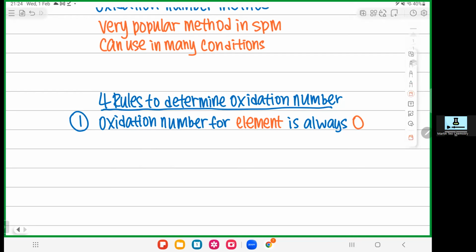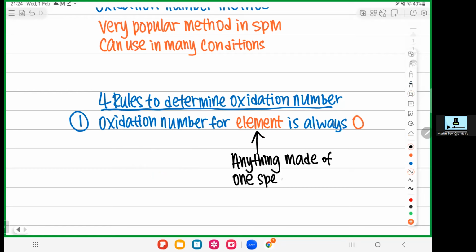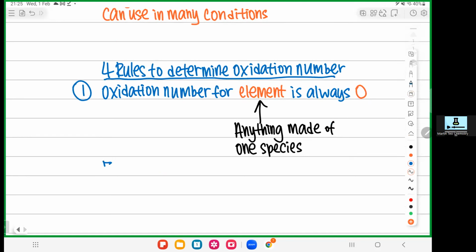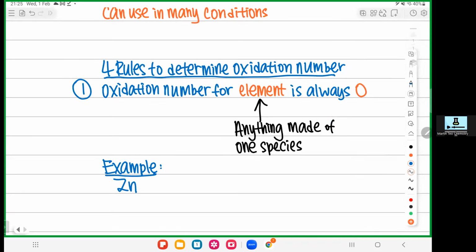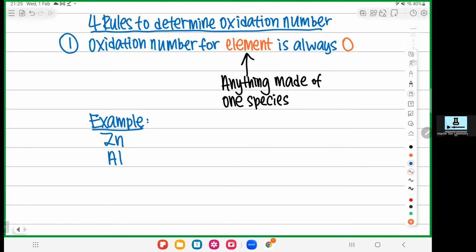So what is element? Element is referred to anything that is made of one species. What do you mean by one species? Let me give you a few examples. Zinc is an element because only one species, right? Only one type of substance here, zinc. Aluminium is only one type of substance. Aluminium only, nothing else. So it's one type of substance, one species only, is element.